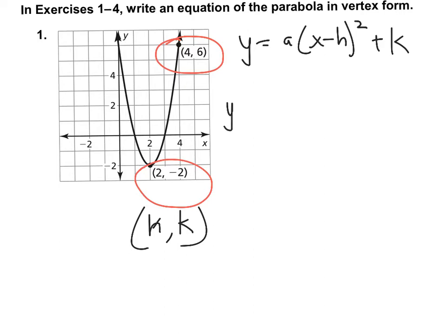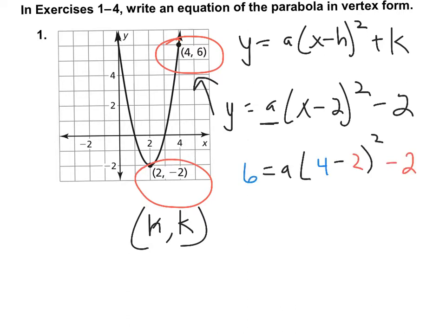So we have y equals a times (x minus 2) squared plus our k, which is a -2. Okay, so we have that stuff figured out, but we don't know what our a is. Well, to figure out what our a is, that's where we use our point. Because now if we substitute this point in for our x and our y, the only variable we'll have left is our a. So that's what we're going to do.